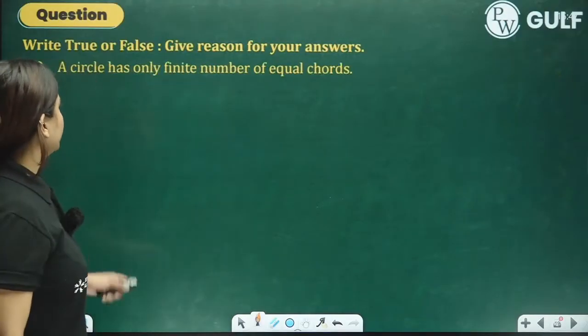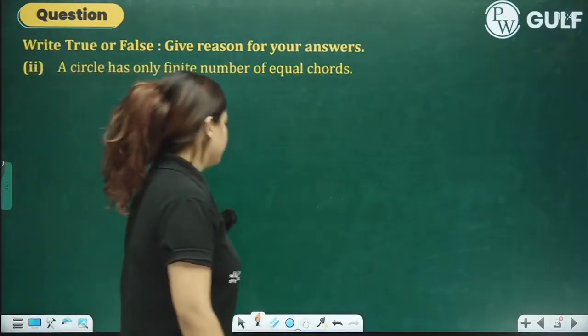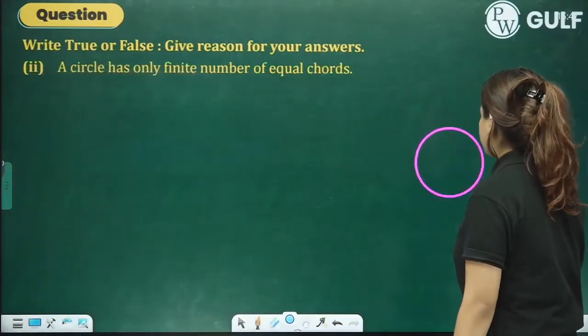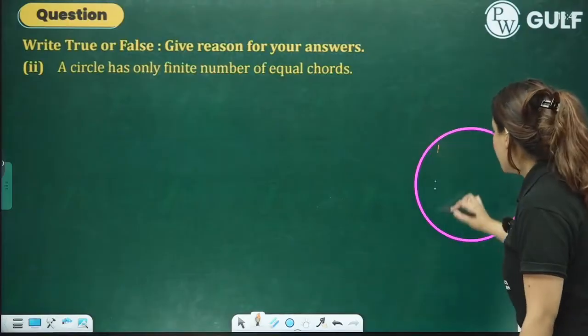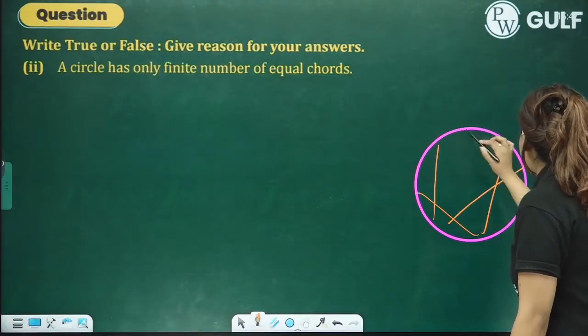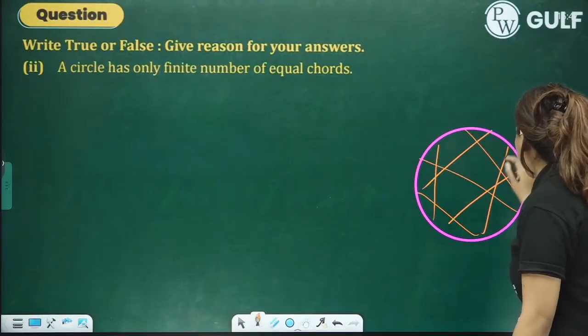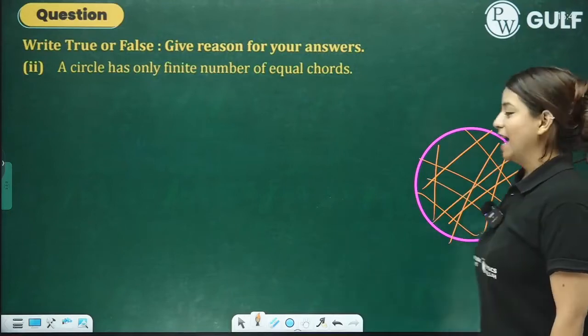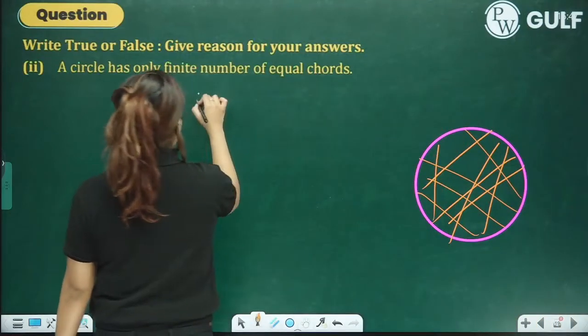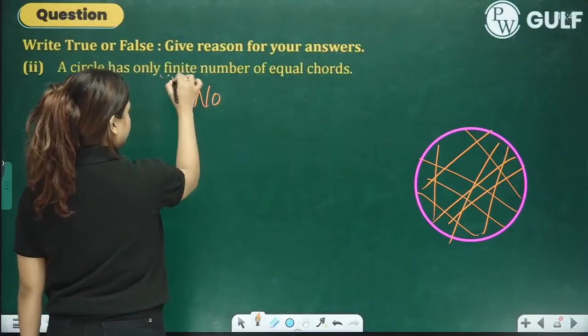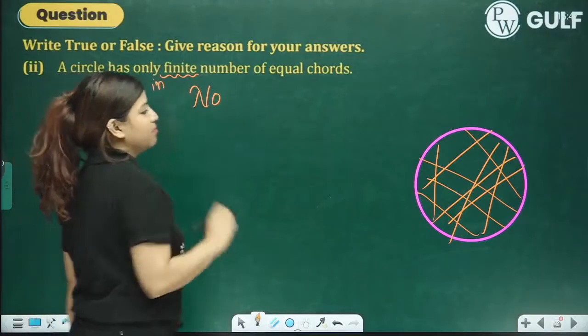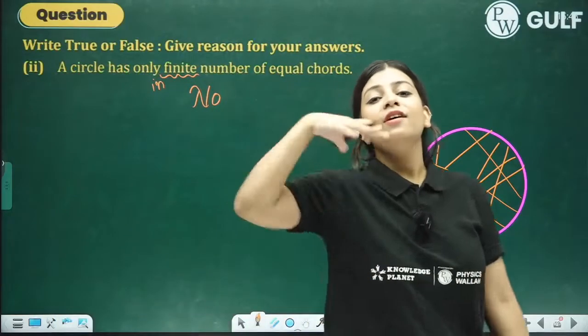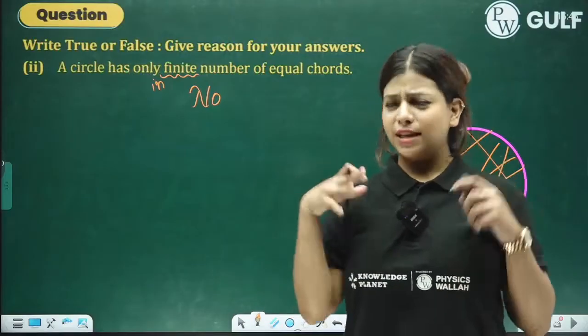The next thing that we have is a circle has only finite number of chords. Not at all, students. If this is your circle, you can draw n number of chords, right? N number of chords can be drawn. So no, it has infinite number of chords. The circle can have infinite number of chords when it comes to it.